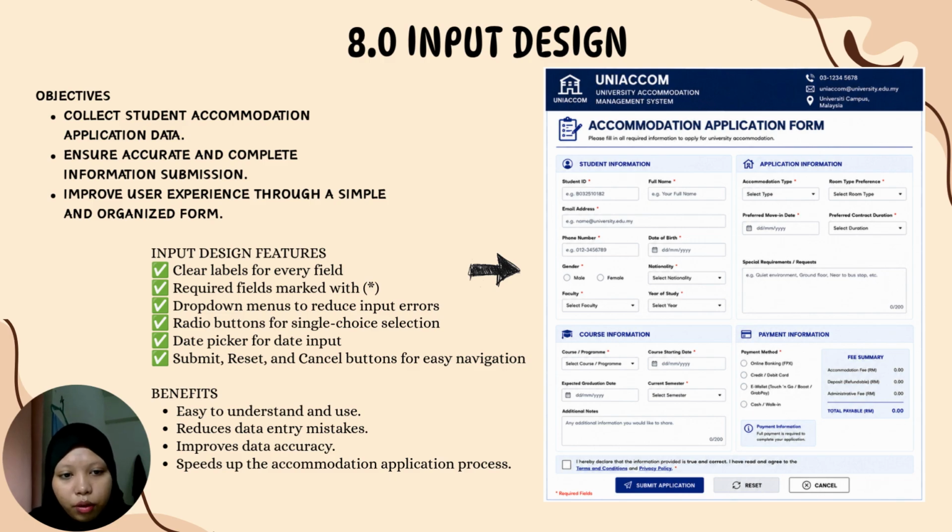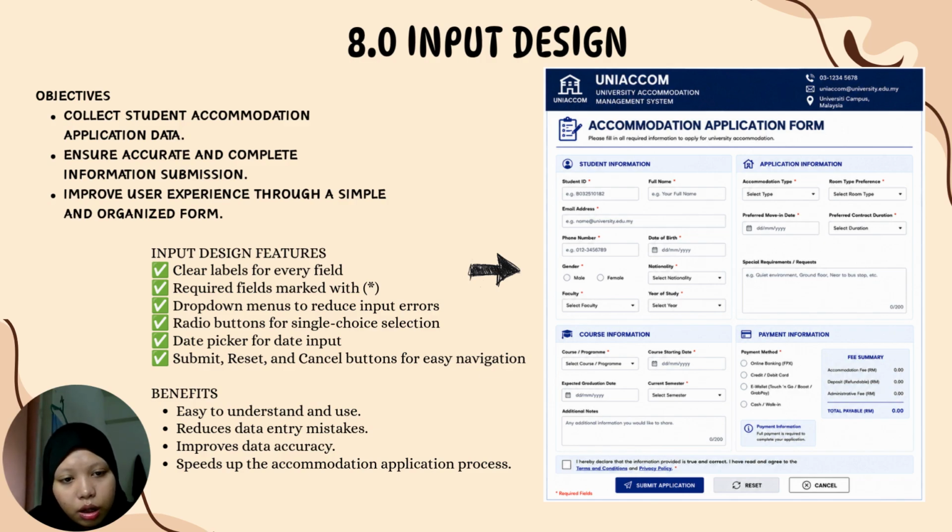As shown in the form, students are required to enter personal information, application details, cost information, and payment information before submitting their accommodation request. Several input design features are applied in this form. Clear labels are provided for every field to help users understand the required information. Required fields are marked with an asterisk to ensure important data is not left empty.